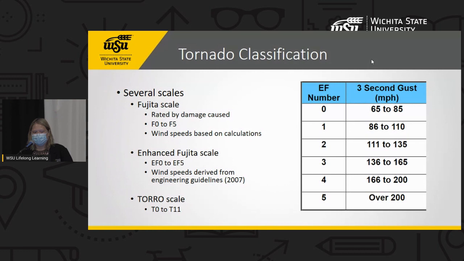Then there's also the Toro scale. It's very seldom used, and it ranks tornadoes anywhere from a T0 to a T11. But in the United States, you're almost always going to hear it ranked with the enhanced Fujita scale.